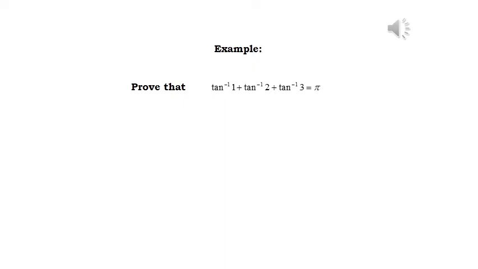We will see now one example problem. Prove that tan inverse 1 plus tan inverse 2 plus tan inverse 3 equal to pi, based on the property discussed in the previous slide.